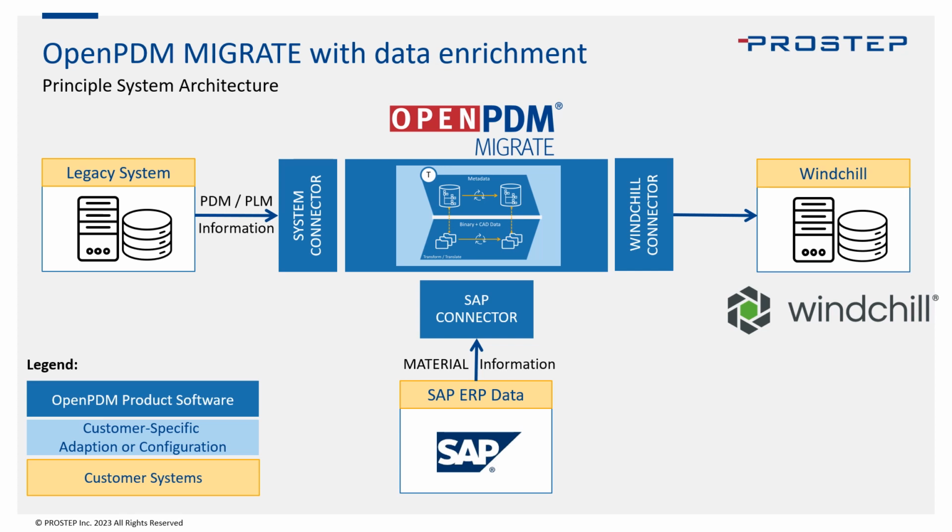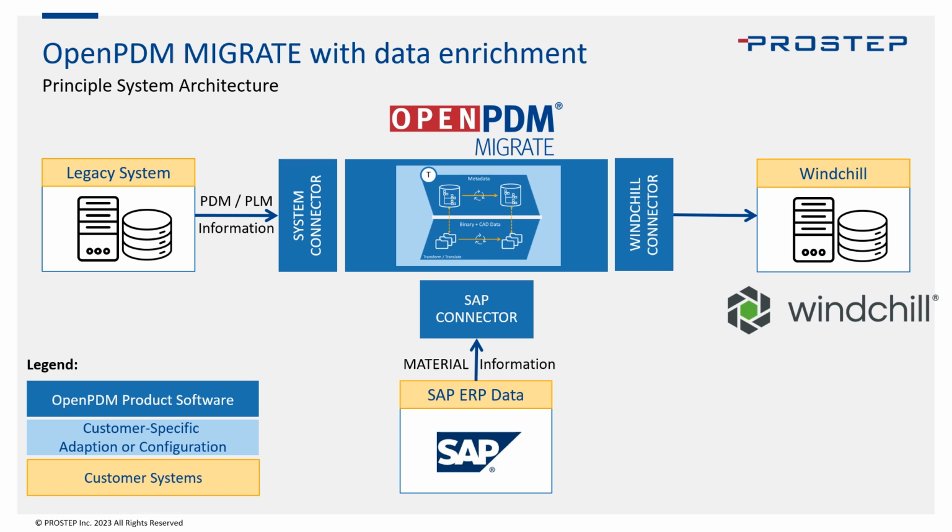So in this example, you have a legacy system on the left with PLM or PDM information. And on the bottom, you've got SAP that has material information. And so as part of the migration, you can export those concurrently, merge that data within OpenPDM Migrate together, and then import that data together. That could also include processes for directory scans, processes to import other, like even spreadsheet data that might be necessary for a data alignment within the migration processes themselves.